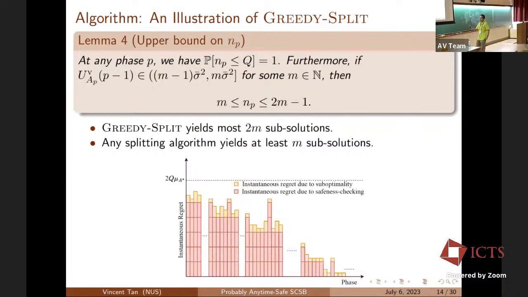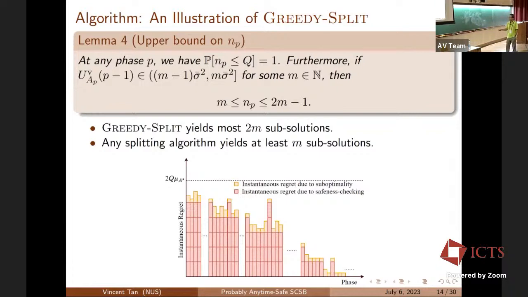I want to show you now the accumulation of regret as time goes on. This is a picture in which the x-axis is phase and the y-axis is instantaneous regret. And we have the red part and the yellow part or orange part, okay?